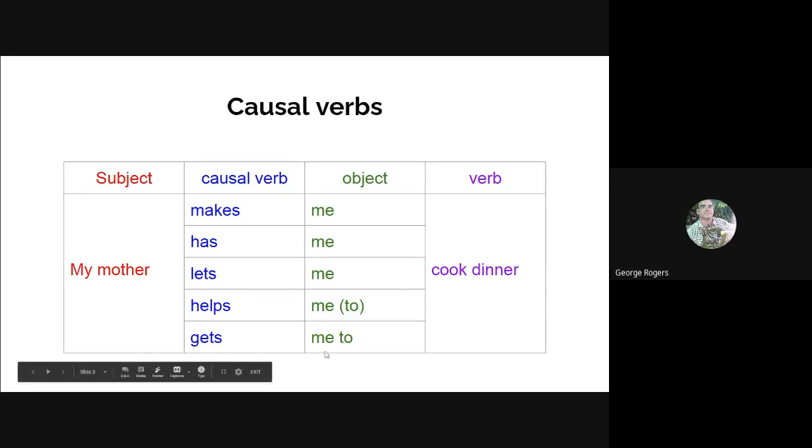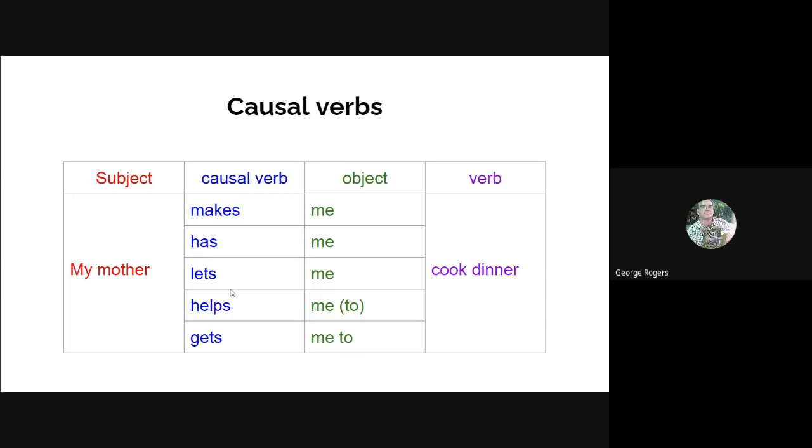And get absolutely has to have a to. So if it has a to, you can eliminate the first three. If there's no to, then it can't be the last one. Because the to is optional, help could be there. So if you see a to, the first three can't be applied here.